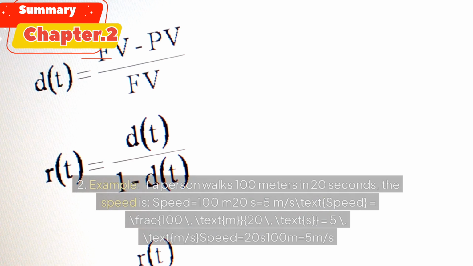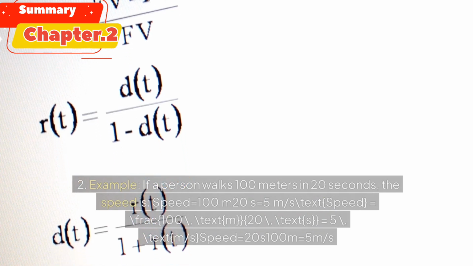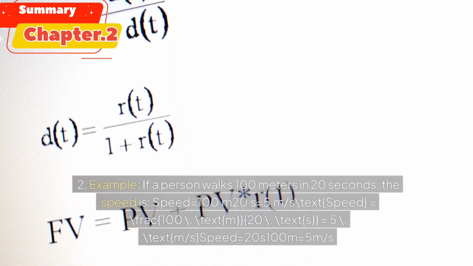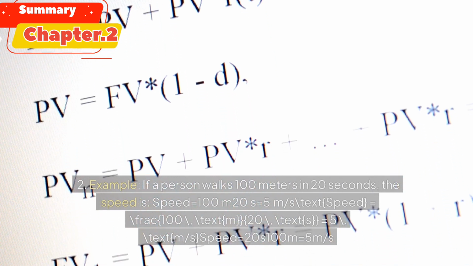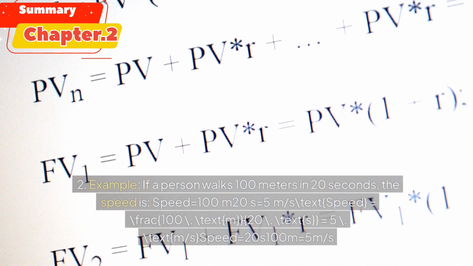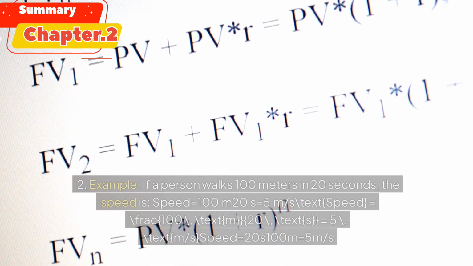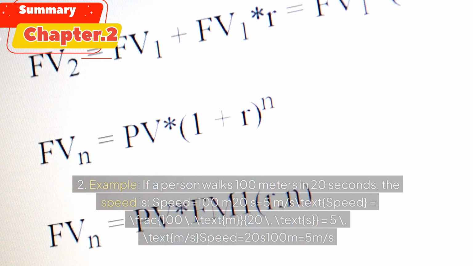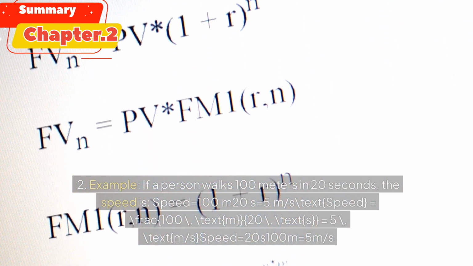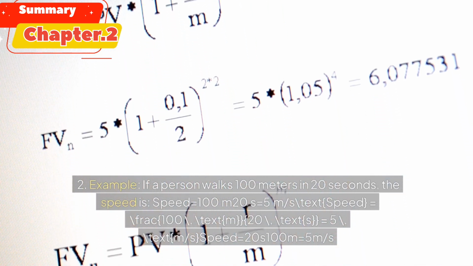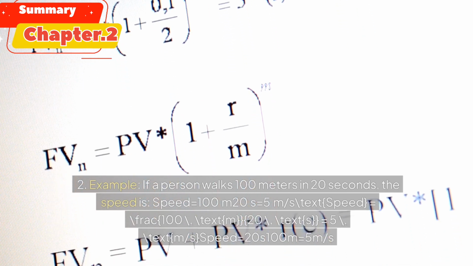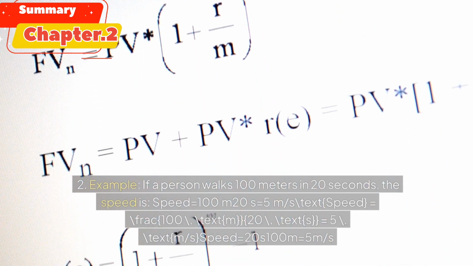Example: if a person walks 100 meters in 20 seconds, the speed is speed equals 100 m over 20 s, equals 5 meters per second.